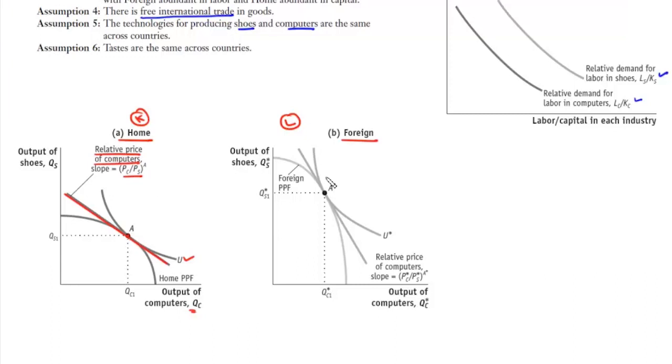In case of foreign, we have the same indifference curve because the sixth assumption is that tastes are the same across the countries, and just because the shape of the production possibility curve is different, the autarky equilibrium in case of no trade will be at this point A star. If we draw a common tangent at this point, it gives us the slope of the relative price of computers at foreign, which is PC star upon PS star. Clearly, the difference in slopes illustrates that the relative price of computers at home is less than the relative price of computers at foreign. So we have discussed the equilibrium when there is no trade between the two countries.